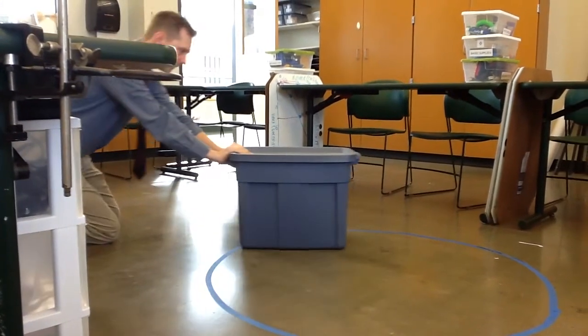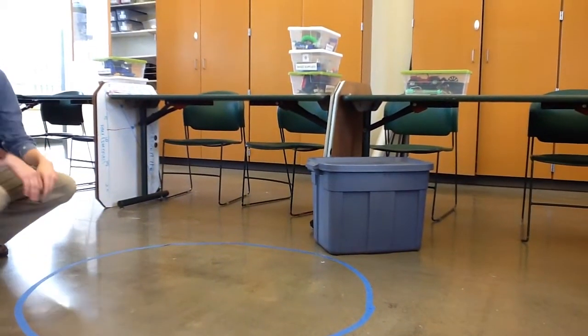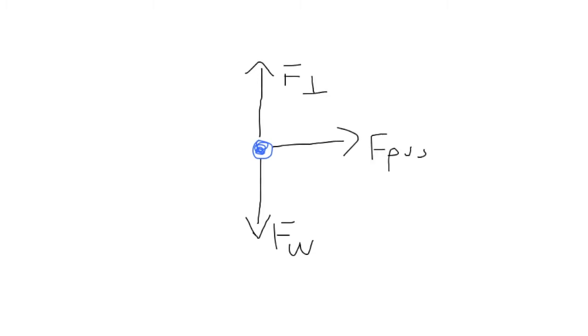But that is because they're not thinking about the whole situation. It's not just my push that matters. Here's a complete free body diagram for that box. I must include the weight of the box, the normal force from the floor, and friction. Looking at this picture, it is clear when the box moved at a constant speed, the box was in equilibrium.